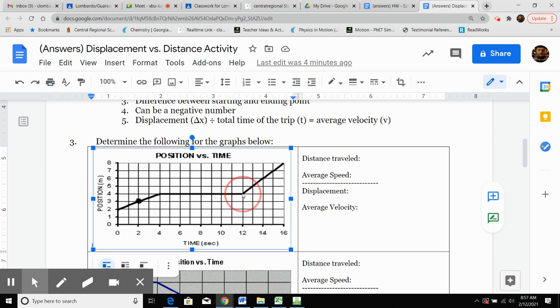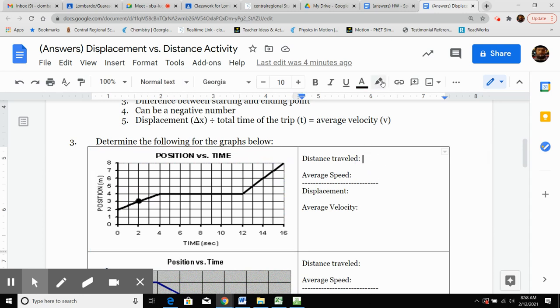Now, from 12 seconds to 16, you change your position. So you're at 4, and we go up to how much? Here and go across to 8. So in this little segment here, we went 4 meters. In the earlier segment, we went how far? 2. So how much did we travel total? We traveled a total of 6 meters. So you guys will fill that in.